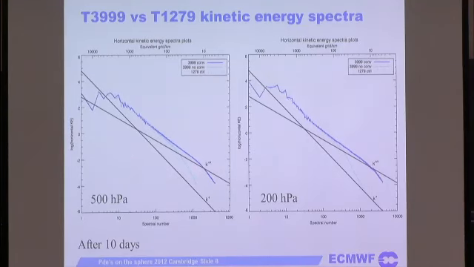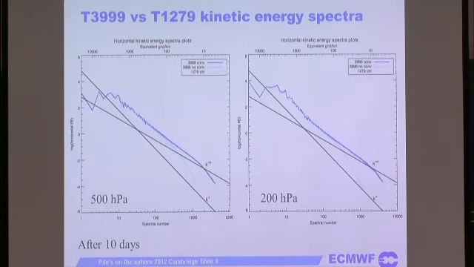So when you look at the difference between the operational 1279 and the T4000 runs, this is a 10-day forecast of the T4000 5-kilometer run, then you see that you get substantially more variance, what would be subgrid scale at 1279, here and also here at 200 hectopascal. The spectra look really quite encouraging.